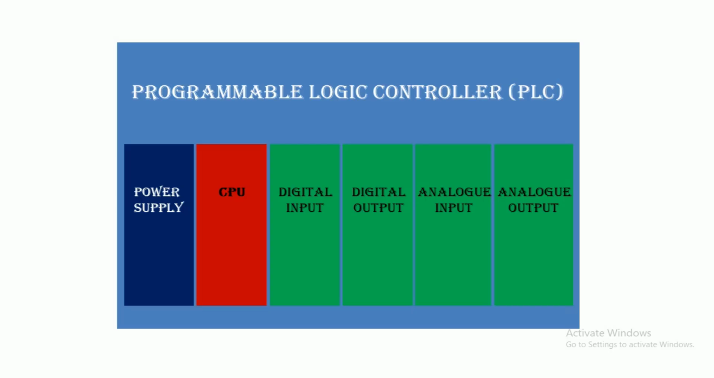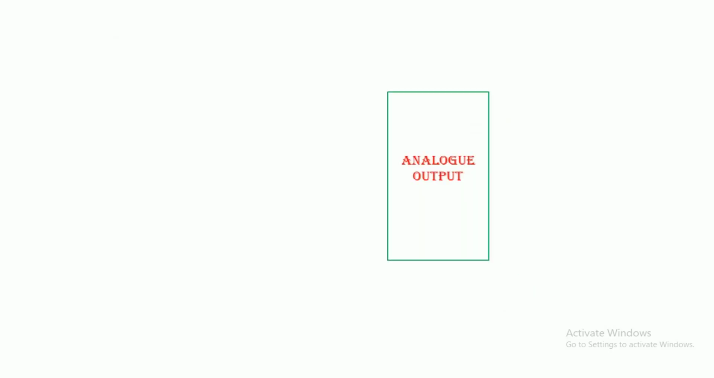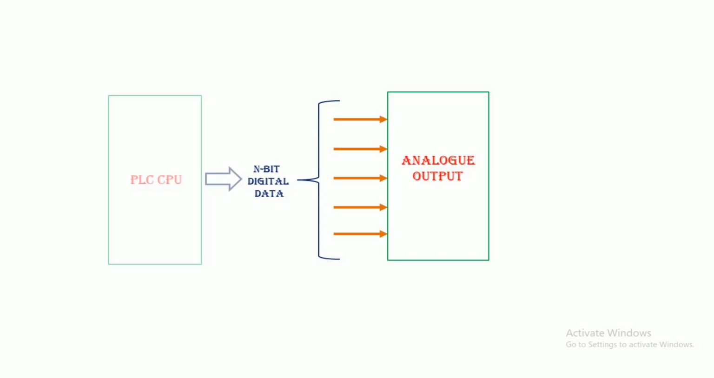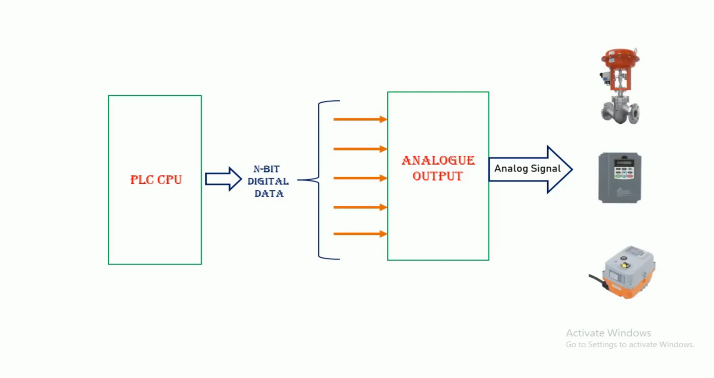A PLC analog output module is a hardware component that converts digital data from a PLC's processor into continuous variable voltage or variable current signals. These signals are used to precisely control field devices, such as variable frequency drives for motor speed regulation, control valves, and other proportional actuators for regulating process variables.